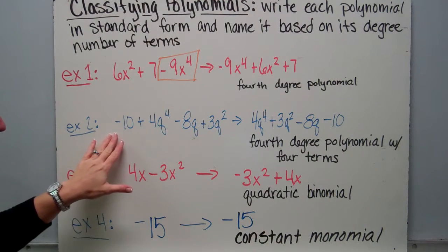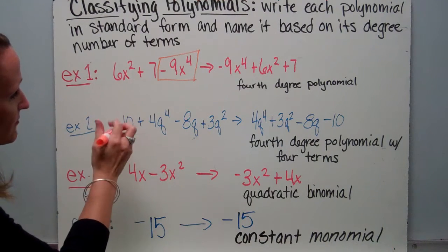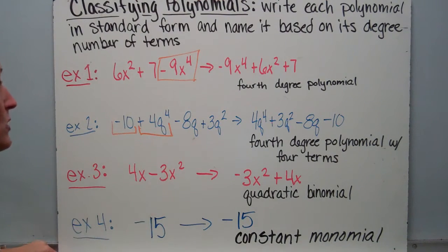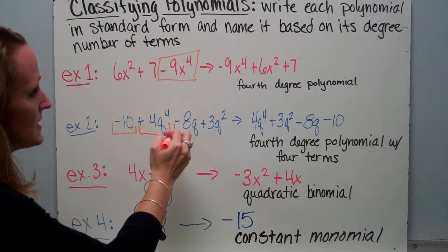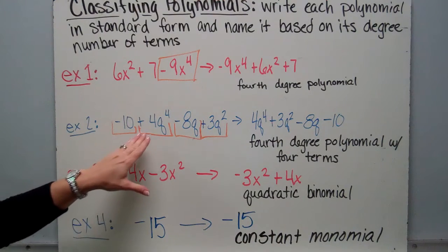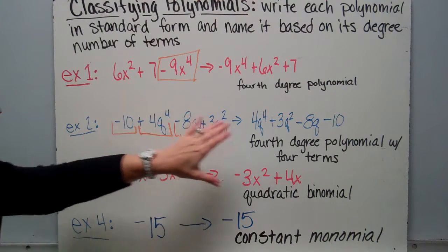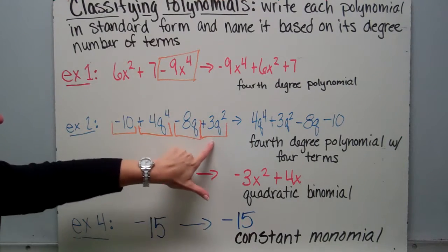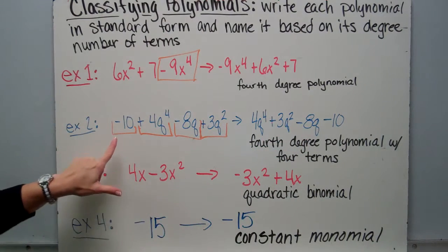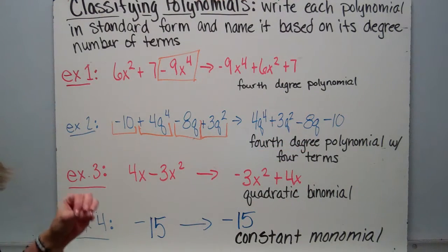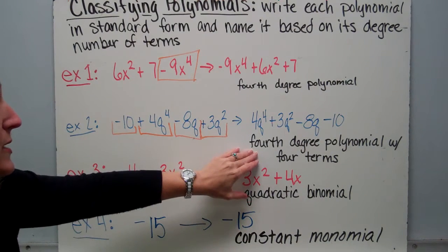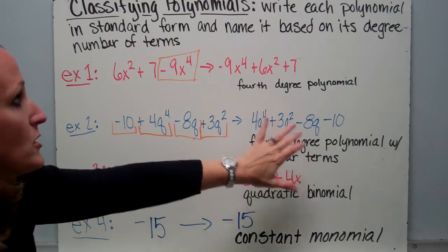Okay, so let's look at this next one. Make sure whatever sign is in front of it stays with it. So this negative stays with the 10. This positive stays with this 4q to the 4th. This negative stays with 8q, and this plus stays with 3q squared. Okay, so we're going to start with 4q to the 4th plus 3q squared minus 8q minus 10. Make sure you move the sign with the number. Okay, this one's also a 4th degree polynomial with 4 terms.